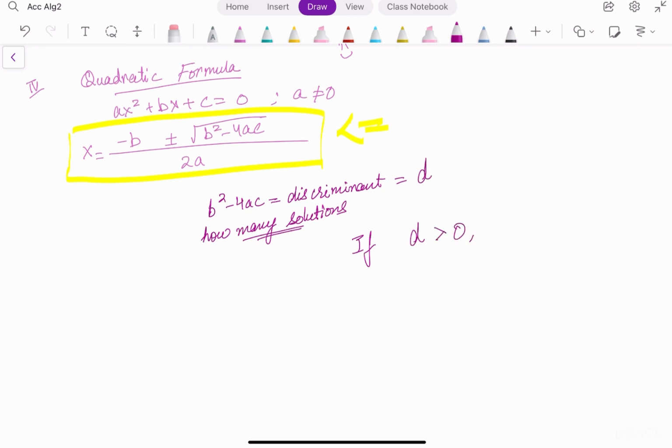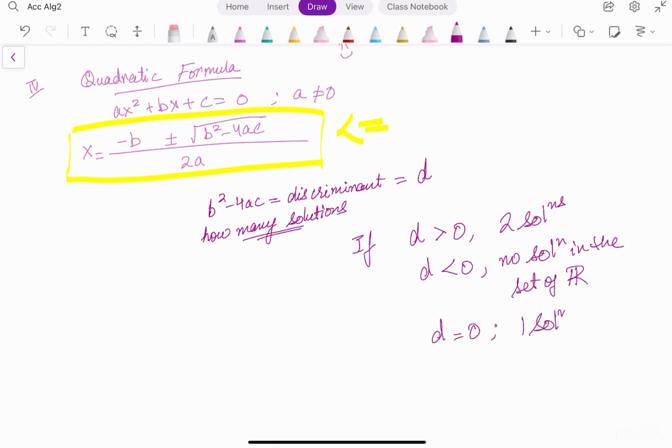So if d is greater than 0, then you will get 2 solutions. If d is less than 0, then we are looking for no solution, because we cannot take the radical of a negative number. So no solution in the set of real numbers. We are talking in terms of real numbers, not the imaginary number. And when d is 0, then we are looking for only one solution. Right? So if you know d, you can predict how many solutions there will be.